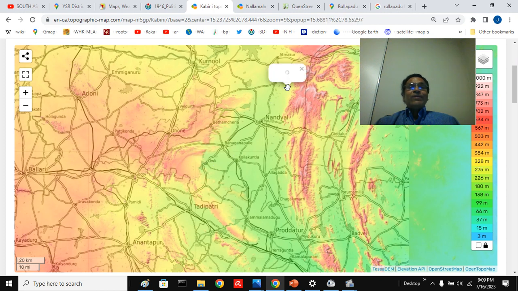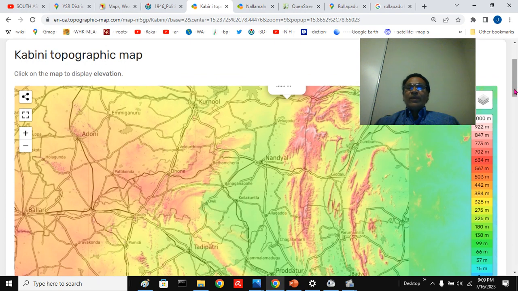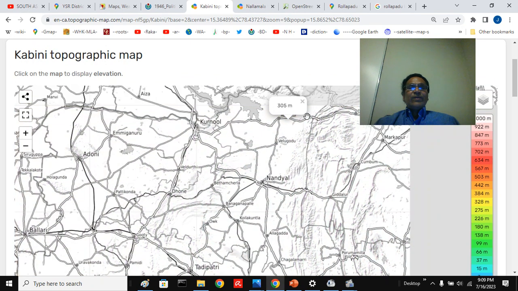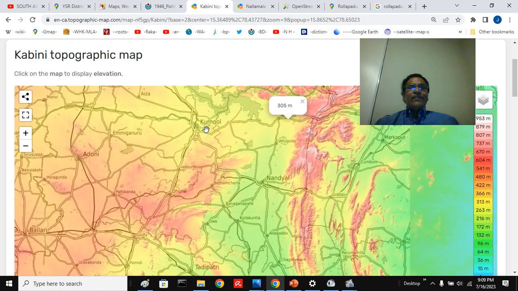The Velugodu reservoir is 277 meters. These are meters. Atmakur is a little higher, around 300 meters. Kurnool itself is in the basin, the Tungabhadra basin. That's a different geographical region, 280.